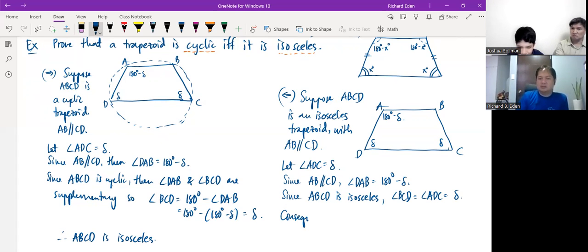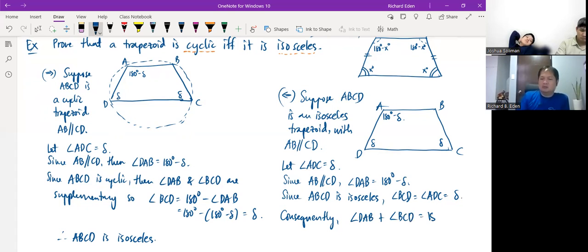So consequently, how do we wrap this up and conclude that the trapezoid is cyclic? Delta is supplementary to B, and then C is supplementary to A. All right. So there you go. So consequently, A and C are supplementary. So DAB plus angle BCD is 180 degrees. Therefore, ABCD is cyclic.